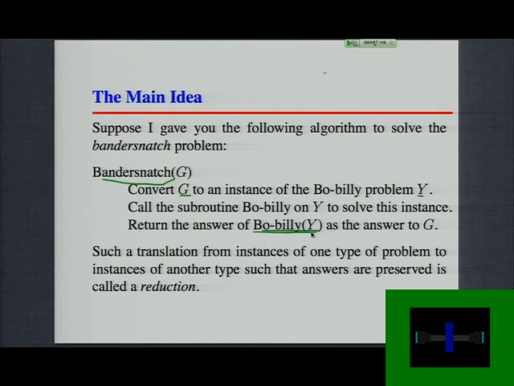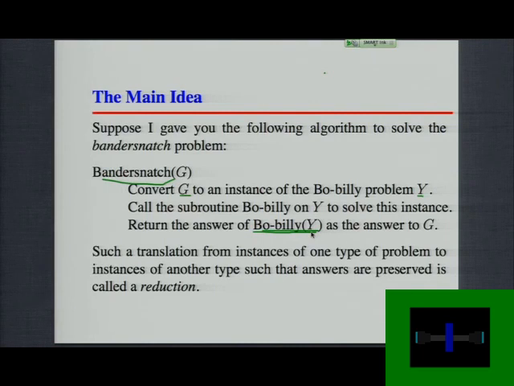Okay? Now, under what condition is this algorithm correct? It may seem like a strange-looking algorithm. Under what conditions is this algorithm correct? Yes? Your subroutine for Bobilli is correct. If Bobilli is correct, well, first of all, if my algorithm for Bobilli is wrong, then all answers are off. That much should be clear.